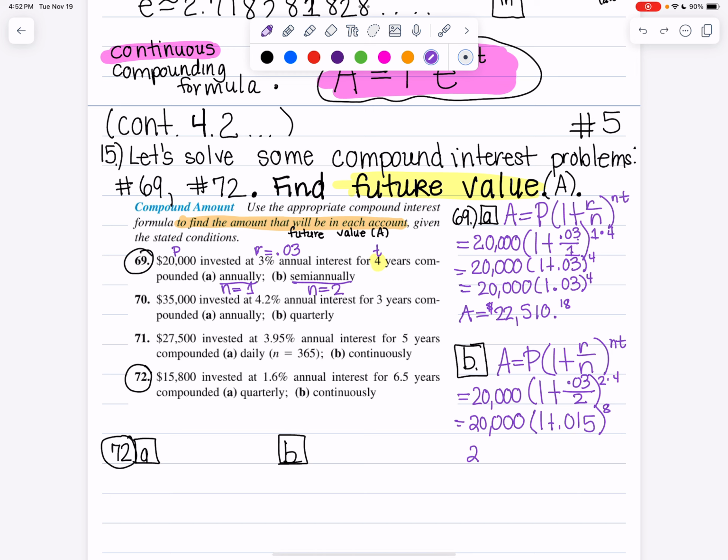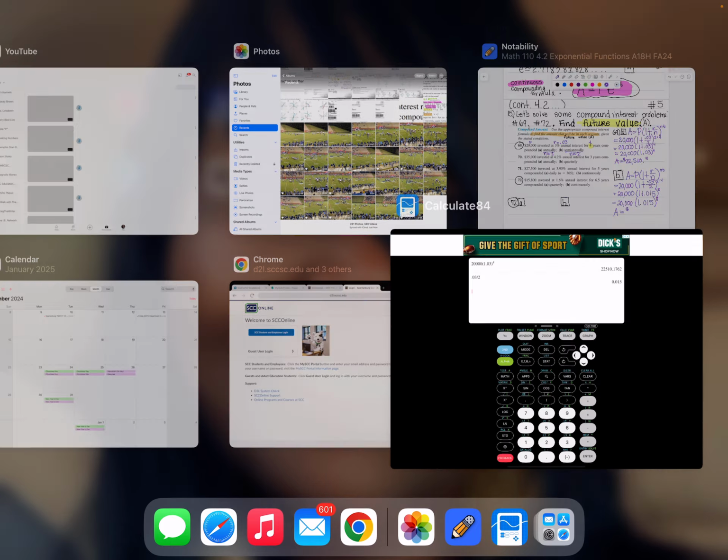I get 20,000 and then I get 1.015, all of this raised to the eighth, okay? Now let's see what our future value will give us when we plug this in. This is what I'm plugging in the calculator, okay?